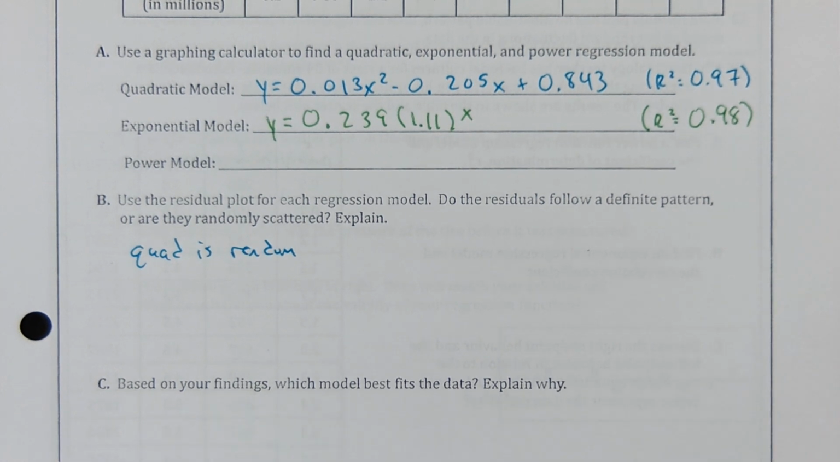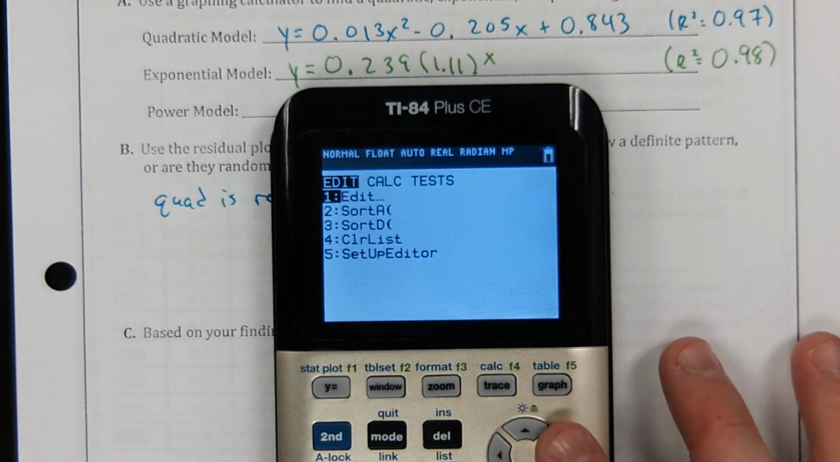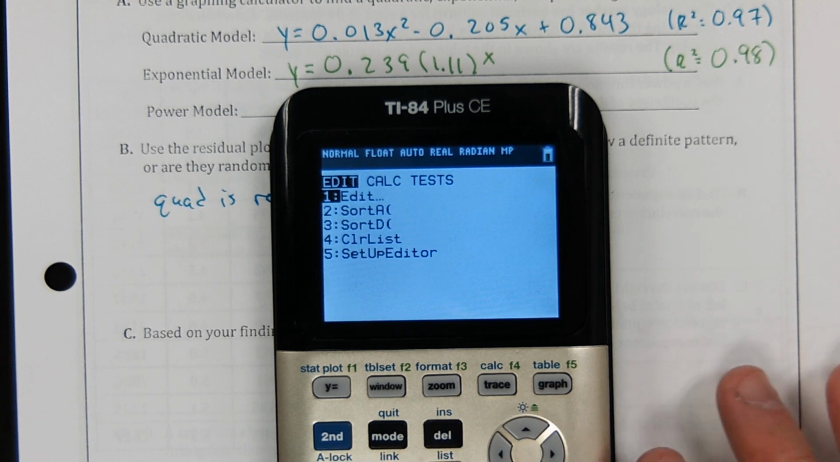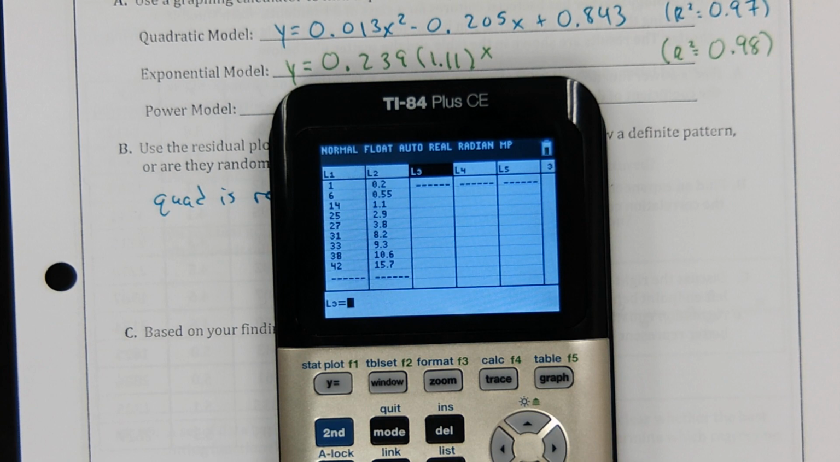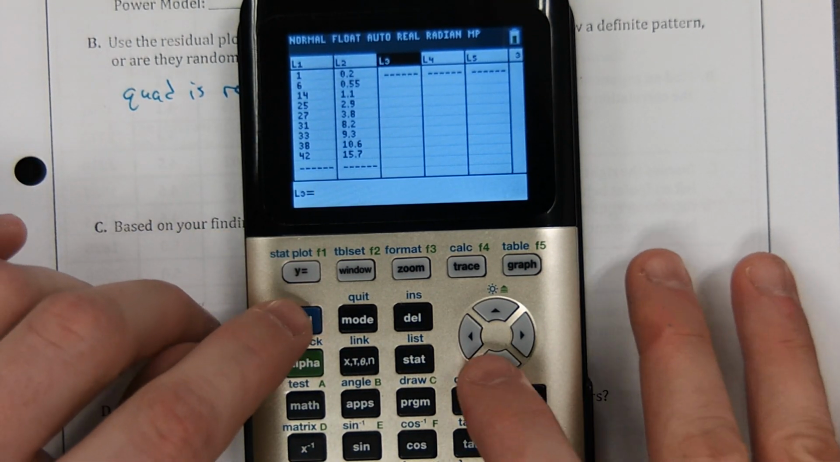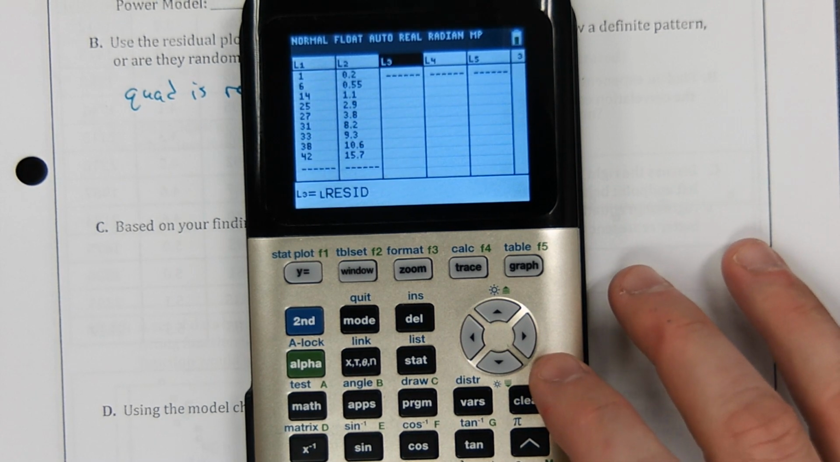I'm expecting to see a better residual plot. And by better, I mean still random above and below like we had before. But this time, I'm expecting those residual values to be closer to the number 0. So huddled a little bit better around the x-axis. So stat, edit, go up to L3 and highlight it, hit enter. Second stat, residuals.